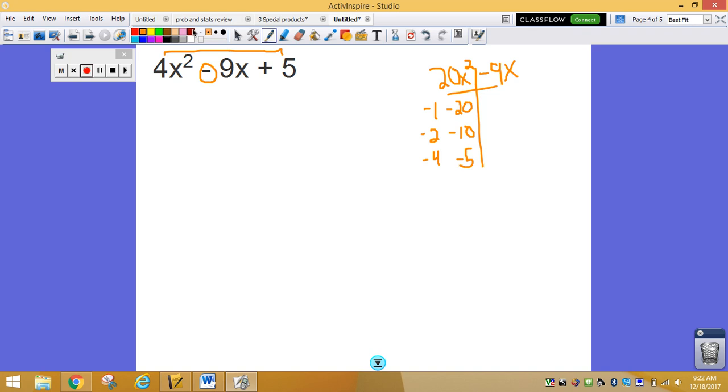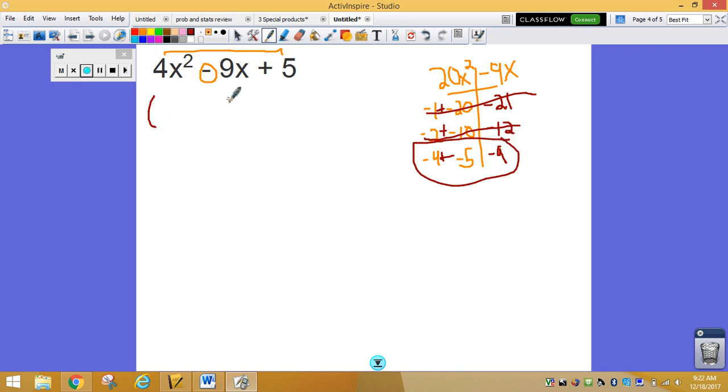Again, if you're not good with negatives, grab your calculator and add them. Negative 1 plus negative 20 is negative 21. That's not right. I want negative 9. Negative 2 plus negative 10 is negative 12. That's not right. I want negative 9. Negative 4 plus negative 5, that's the one that works. It gives me negative 9. So these are my factors that I'm using.